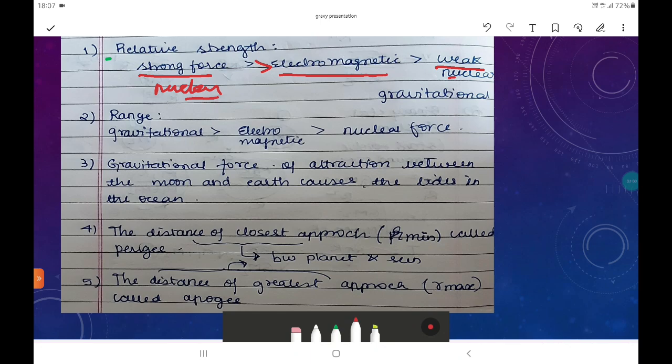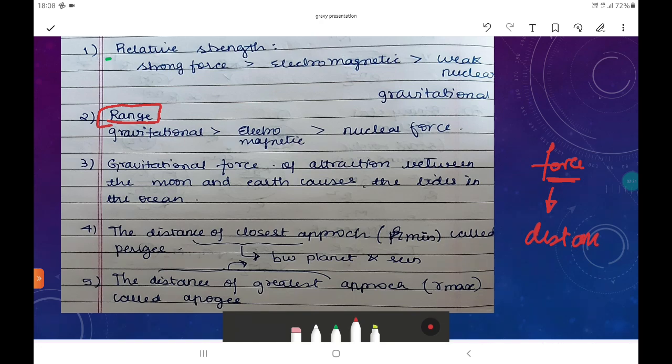And what are nuclear forces? They exist in the atom, between the nucleus of an atom. Now, coming to ranges, what do you mean by range? It means up to what distance you can observe that force. That is called range. If you see them in order, the gravitational force will have more range as compared to the electromagnetic force and the nuclear forces.